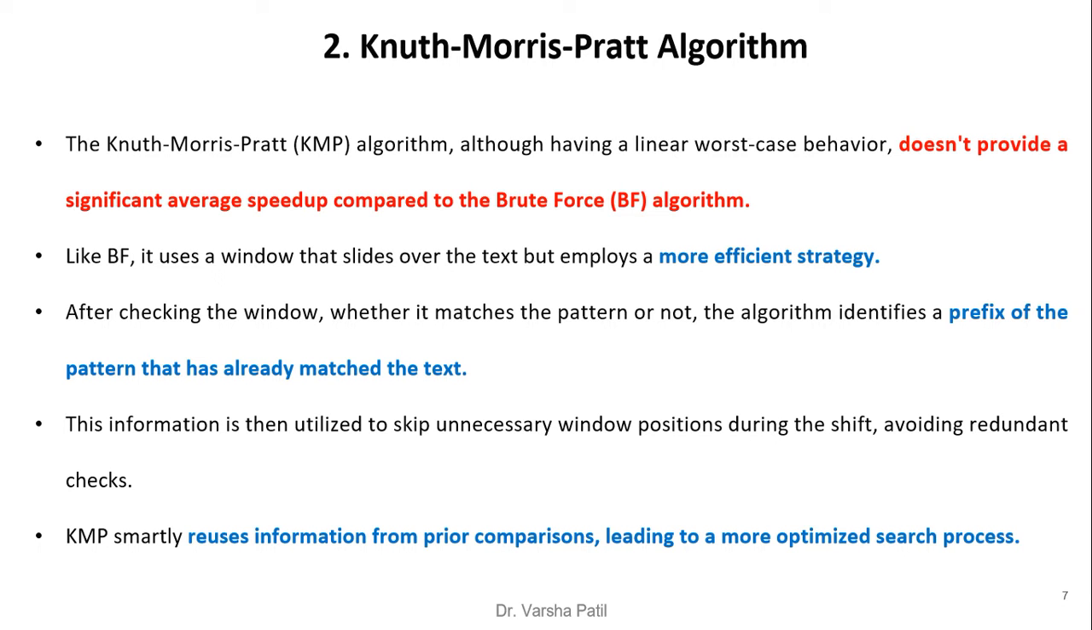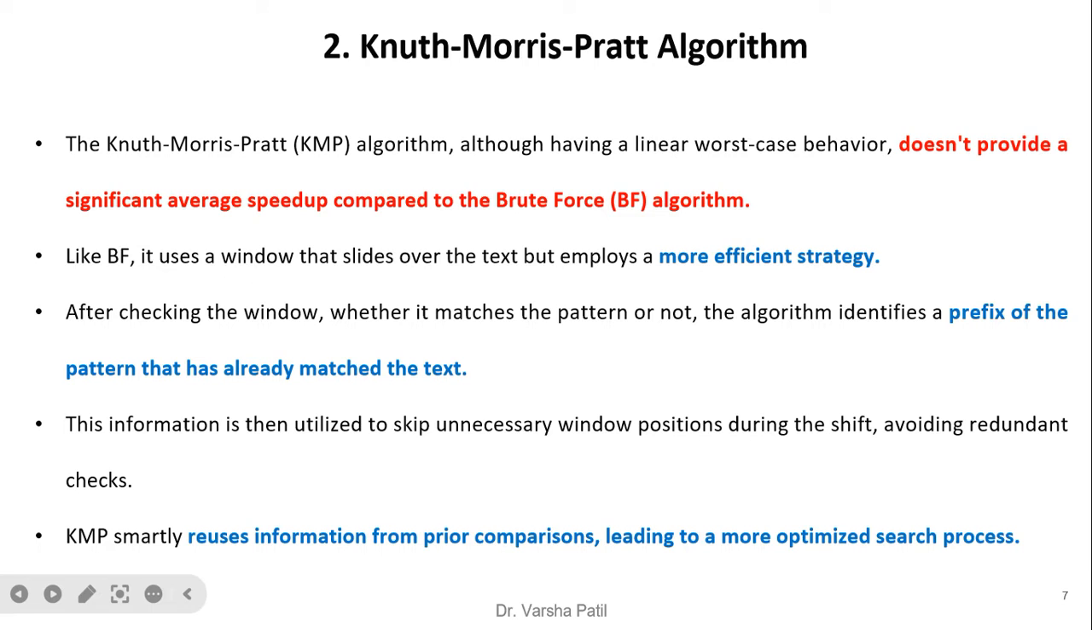The next algorithm is KMP, that is the Knuth-Morris-Pratt algorithm. It doesn't provide a significant average speed up compared to the brute force algorithm, but like brute force it uses a window that slides over the text, but employs a more efficient strategy. After checking whether the window matches the pattern or not, the algorithm identifies a prefix of the pattern that has already matched with the text. That's why, compared to the brute force algorithm, this algorithm is smart, because it uses the prefix of the pattern that has already matched.